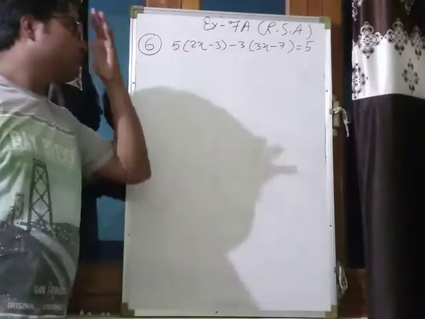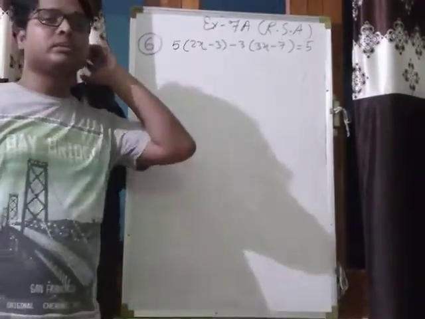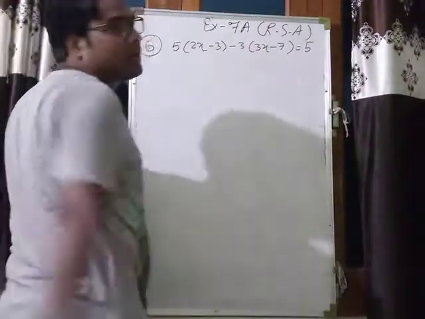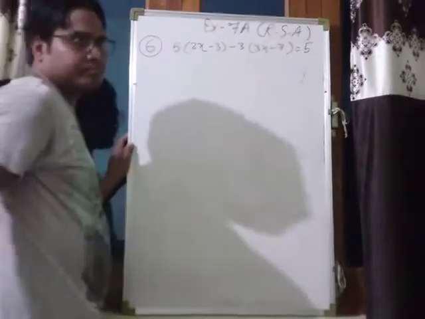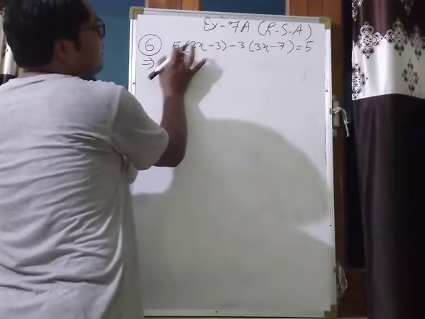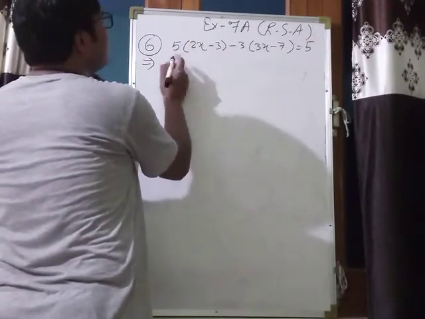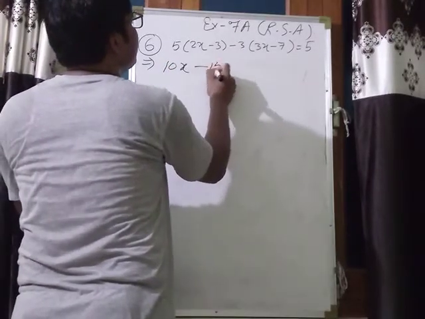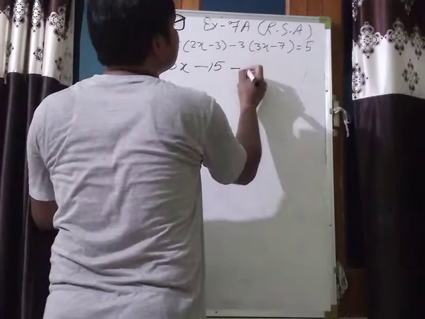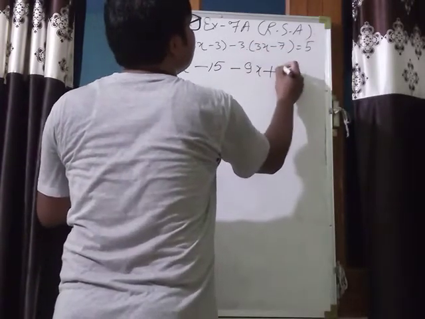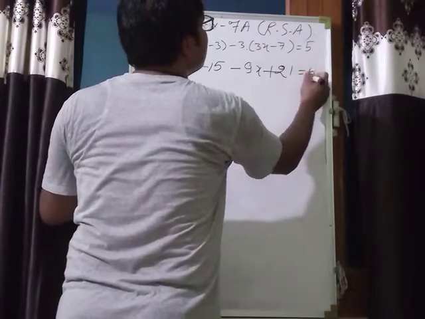So first we will solve this question, and after that we will check that our answer is correct or not. So first open the brackets in the left hand side. So open the brackets. So 5 will be multiplied here. 5 into 2 10x minus 5 into 3 15 minus 3 into 3 9x minus into minus plus 3 7 is 21 equal to 5.